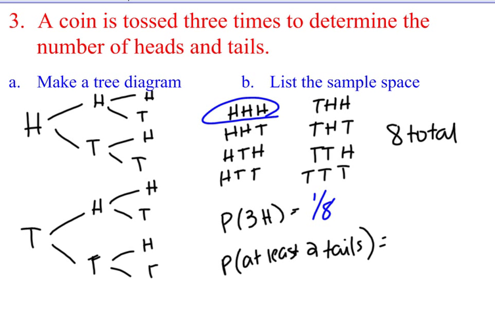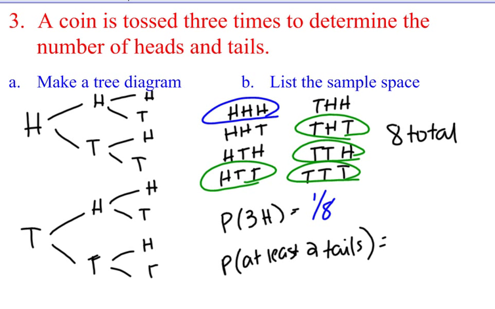And then the next one, it asks for the probability of at least 2 tails. So at least 2 means 2 or more. There's 2, there's 2, there's 2, there's 2. So I would say I have a 4 out of 8 chance, or 1/2. So that's kind of all we're going to talk about for tree diagrams and sample space today.